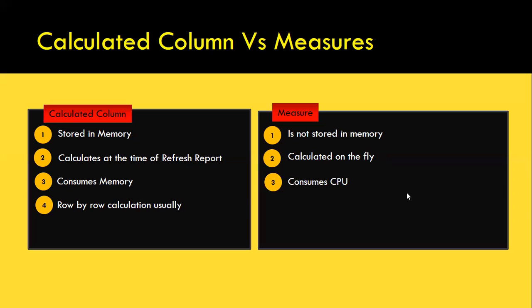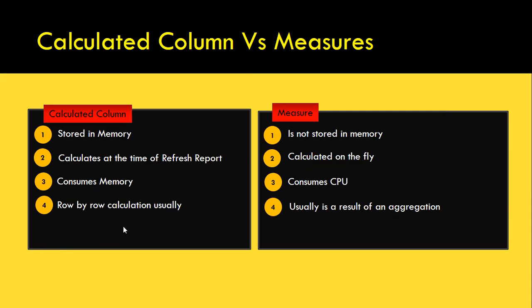Hope you know the difference between memory and CPU, central processing unit. The next point is we use a measure in most cases if we want to perform aggregation. For example, if you want to find the year to date sales, we have a function called TOTALYTD. In general, if you want to perform any aggregation, you can go for a measure. Do you remember, I have a calculated column.